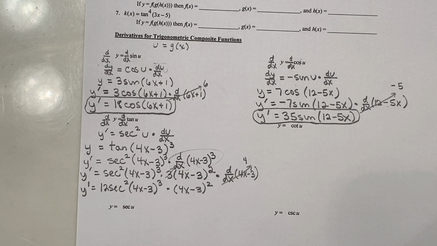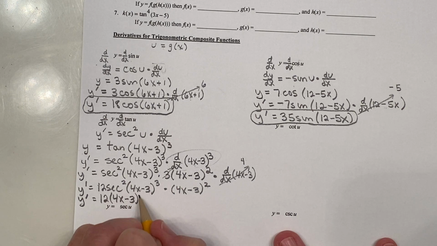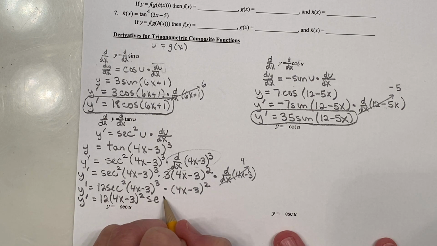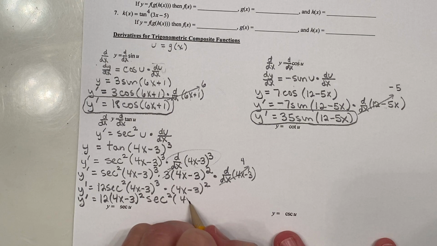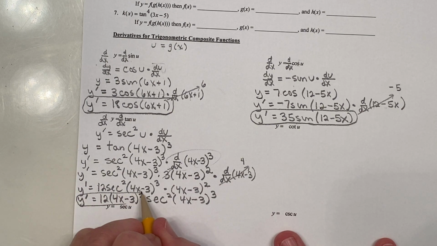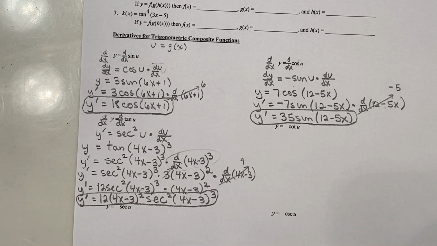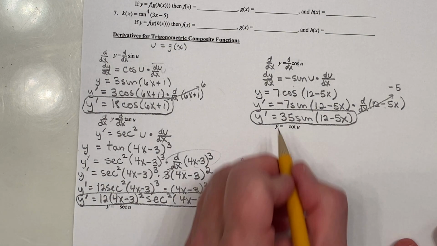I'm going to actually rearrange this because it's not wrong to put this binomial square behind, but it almost looks like I want to multiply it into the secant squared's argument here, and that's not true. So I'm going to do y prime. I'm going to put the 12 first, and then I'll bring up the 4x minus 3 squared, and then I'll jump back in and write secant squared. It just looks better. It's just more clear that way. Okay, let's do cotangent.